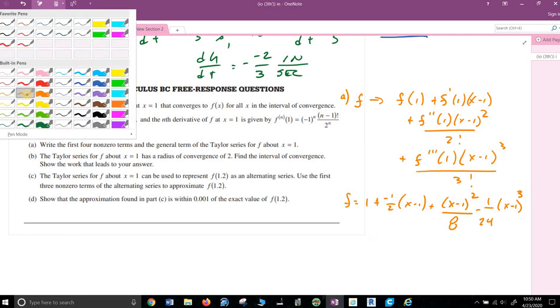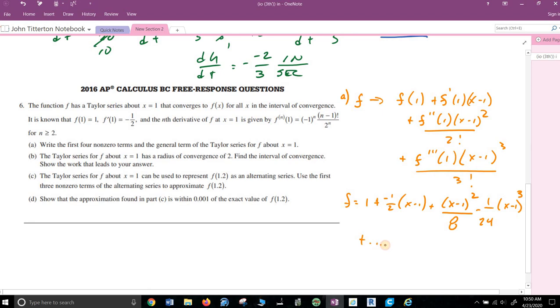Incomplete, I should say. Plus dot dot dot plus negative 1 to the n. Let's see if that's right. The general term doesn't really count for these first ones. And then off we go. X minus 1 to the n.